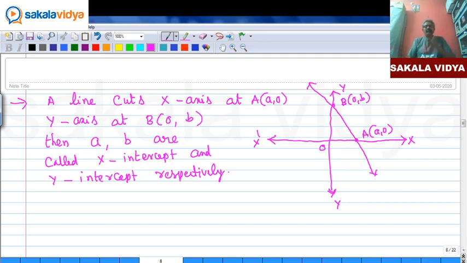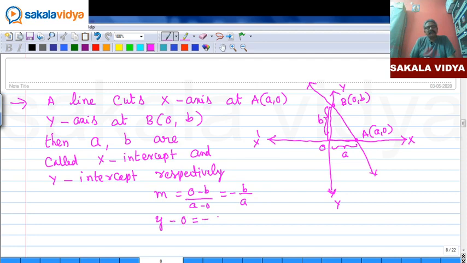Okay. So now OA equals A, and OB is equal to B. This is the x intercept, this is the y intercept. Then we need to find the equation of the line passing through these two points. So, first find the slope. Slope is equal to (0 minus b) by (a minus 0), so we have minus b by a. Then the equation is passing through (0, b)... y minus 0 equals minus b by a into x minus a.